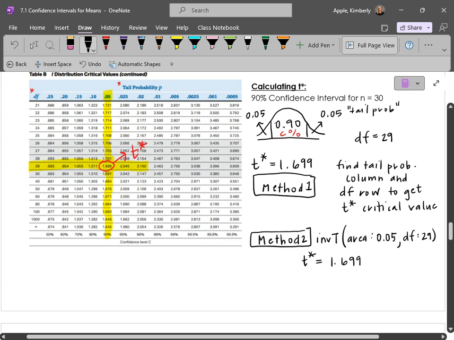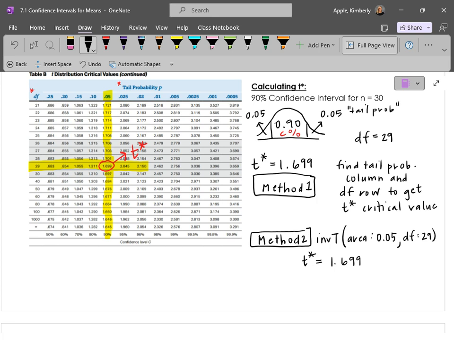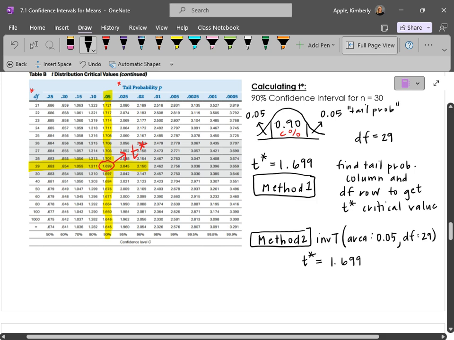Can everybody find that inverse T command on your calculator? We got it? Okay. This will be important. You're going to be using what we call T procedures a whole lot moving forward. And so being able to calculate those specific T stars is really important. All right, so that is finding T star.